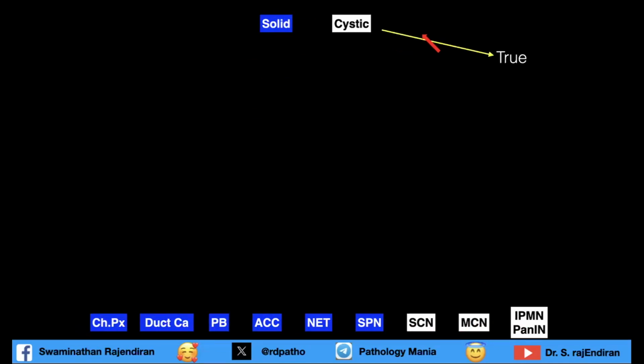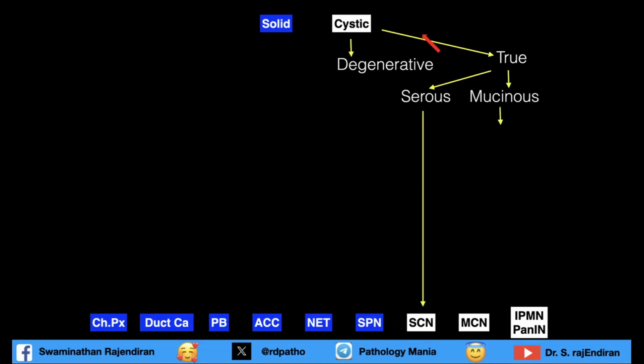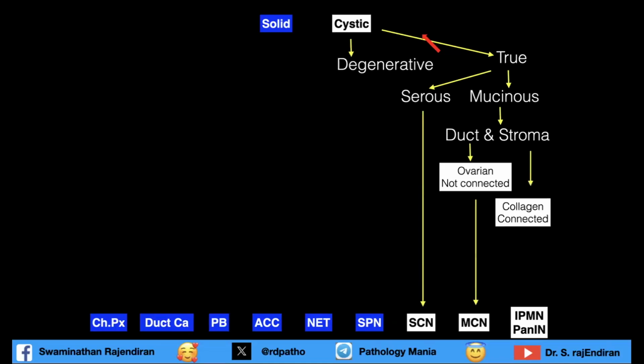When it is cystic, see whether there is a true lining epithelium or it is a degenerative cyst. When it is a true lining epithelium, if it is made up of serous cells, then it is serous cystadenoma or serous cystic neoplasm. When it has mucinous epithelium, you have to see whether it is connected with the ductal system and what the stroma around it is. If it is not connected with the duct and has ovarian type of stroma, then it is mucinous cystic neoplasm. If it is connected with the duct and the stroma has more collagen, then it will be IPMN.